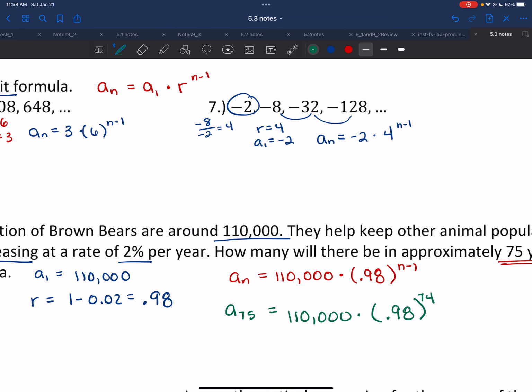0.98 to the 74th power times 110,000 is going to give us a value of 24,668 bears. Remember, we can't have a fraction of a bear.